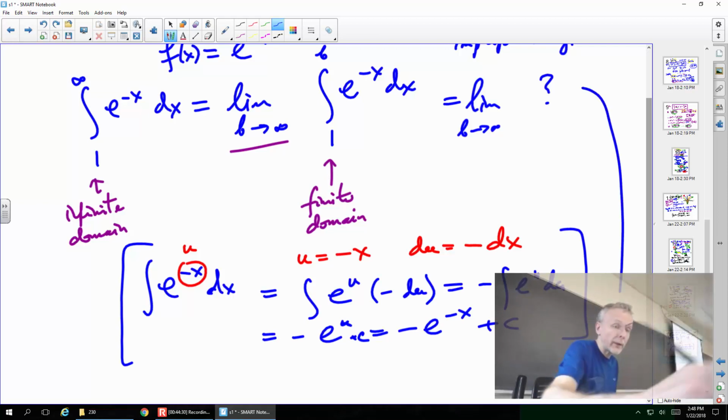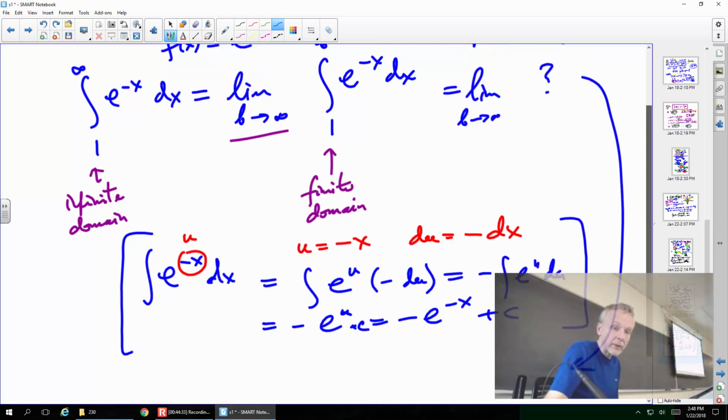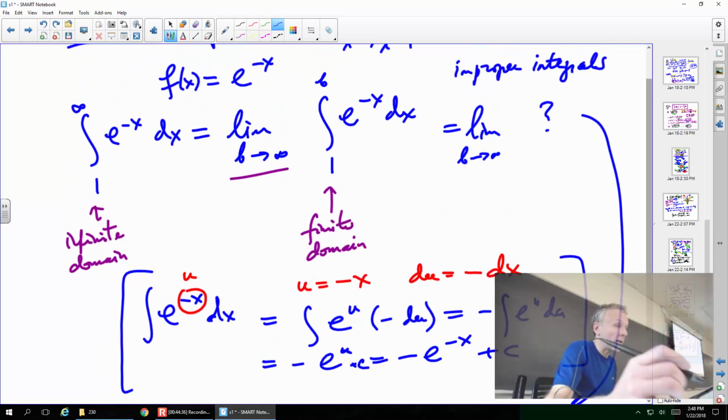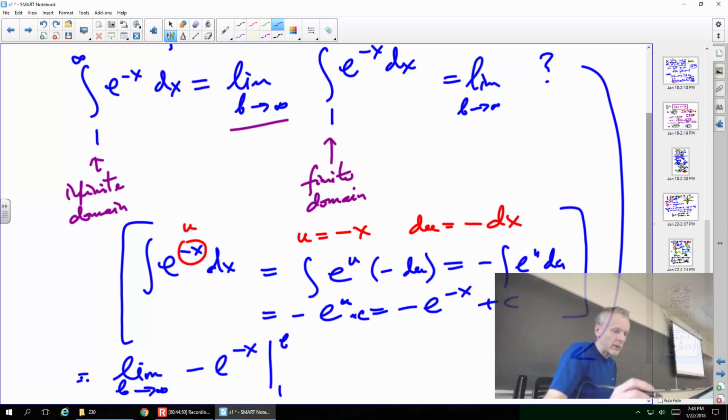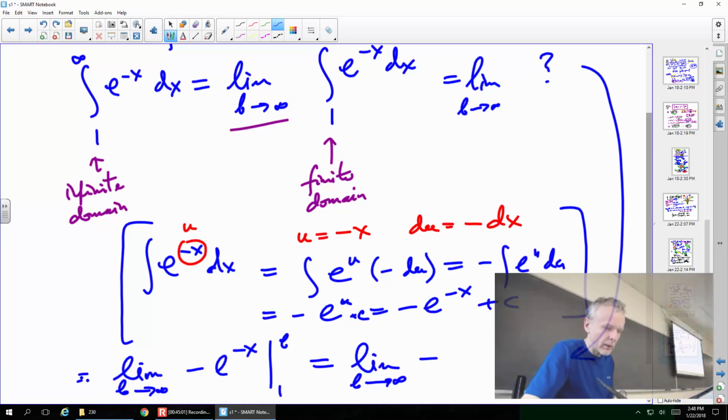So let me continue here with my limit. The integral is taken care of, right? So I have the limit as b goes to infinity of negative e to the negative x from 1 to b. Okay, that is the fundamental theorem. And I still have the limit. I substitute, and I have negative e to the negative b plus e to the negative 1.